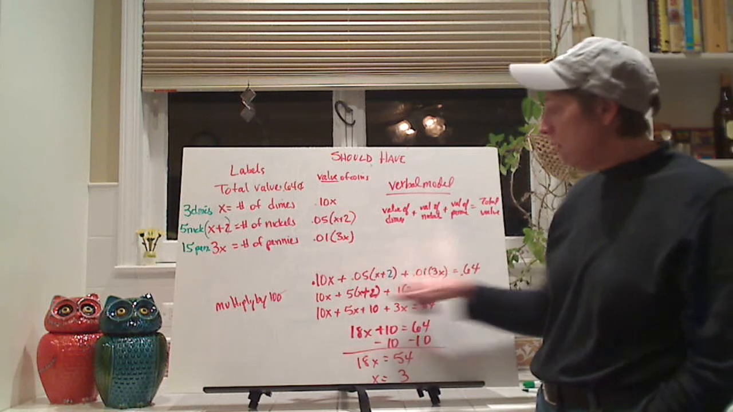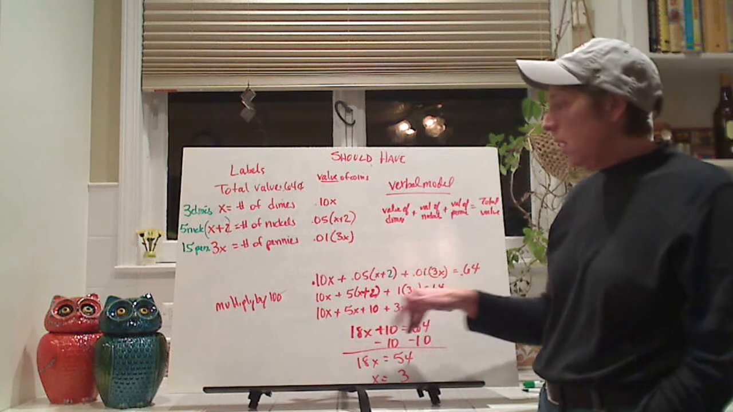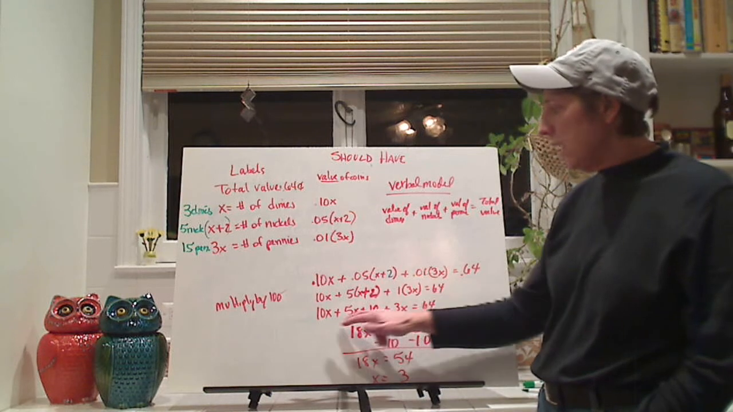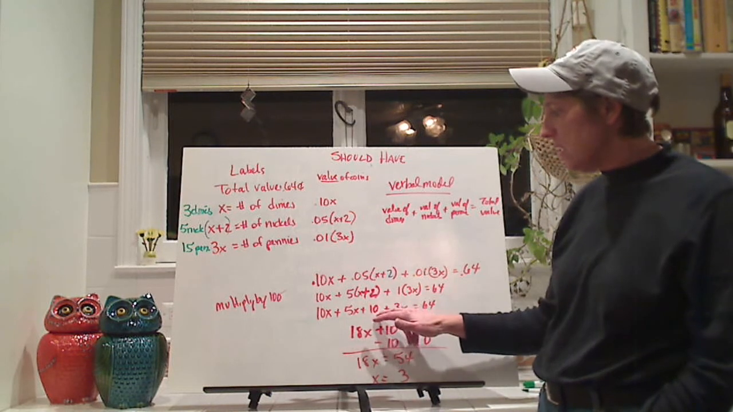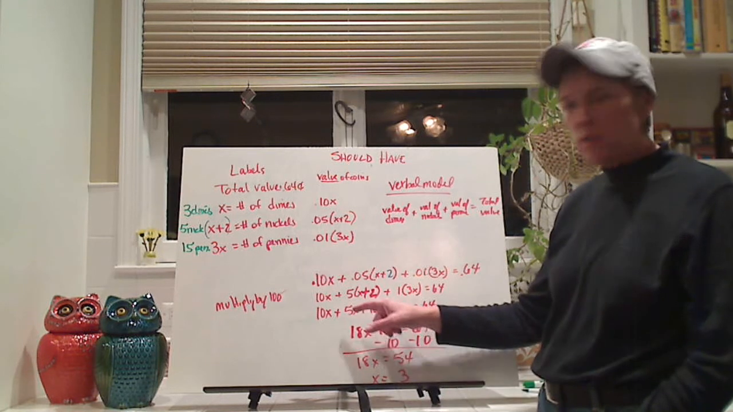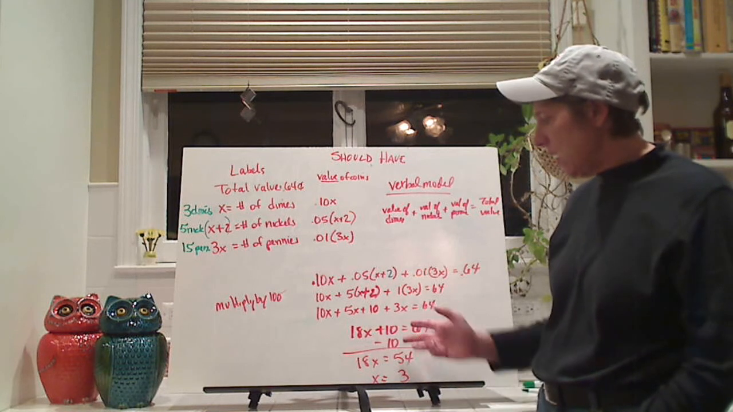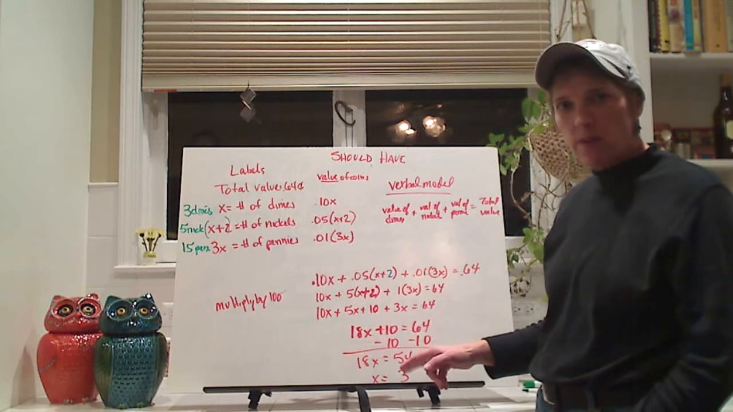Now I'm just going to do my multi-step equation. I'm going to distribute and add like terms. So 10x plus 5x plus 10 plus 3x equals 64. When I add my like terms, I get 18x plus 10 equals 64. Subtract from both sides. And when I finally solve it, it's x equals 3.